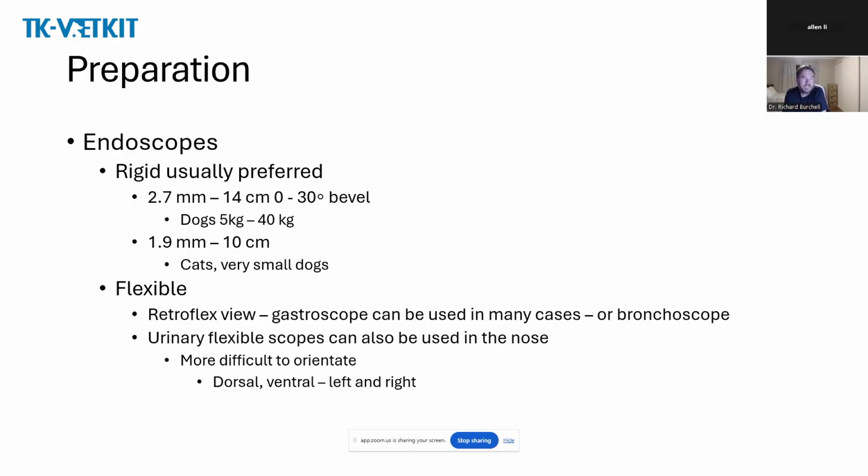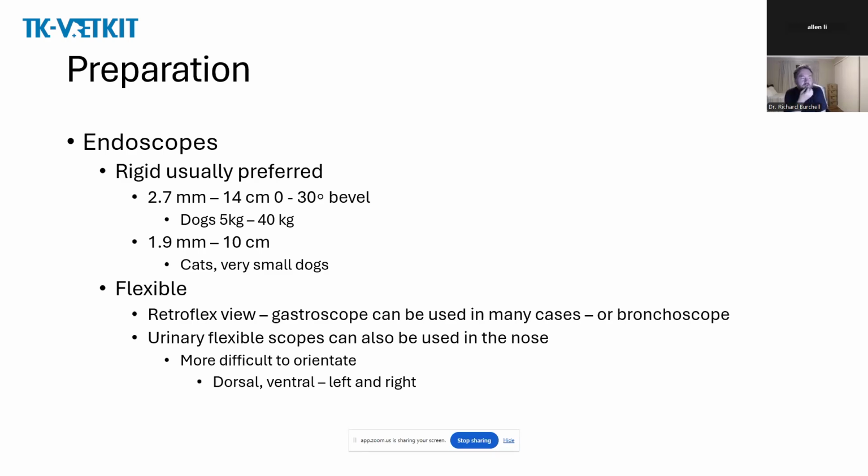And then for cats and very small dogs or short-nosed dogs, I will use a 1.9 millimeter scope, and that has about a 10 centimeter working length. So if you buy one scope, buy the 2.7, unless you are a majority cat practice, in which case buy the 1.9. But you're not going to be able to get a 2.7 millimeter scope into the vast majority of cat noses.